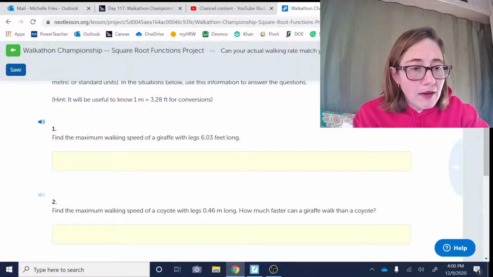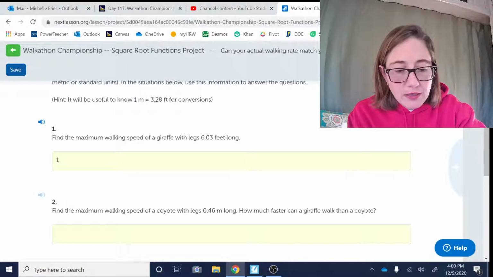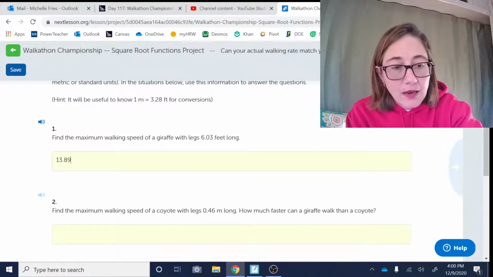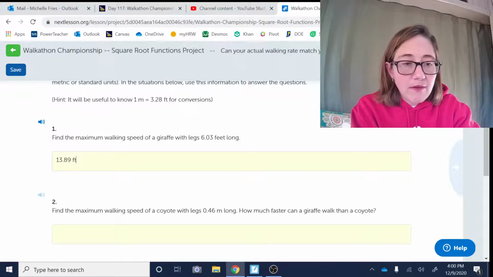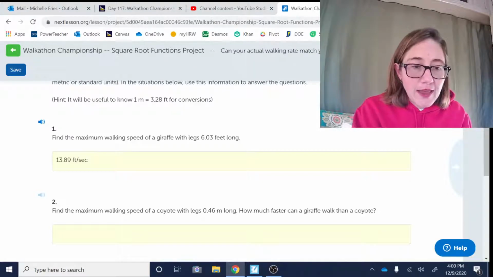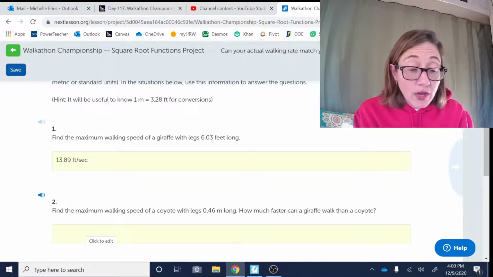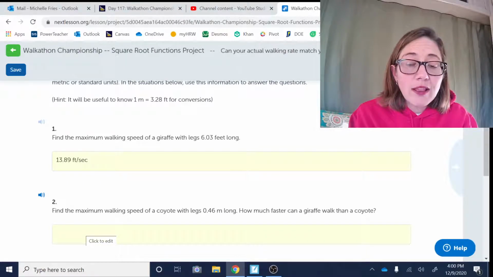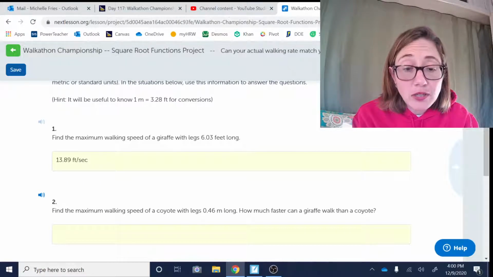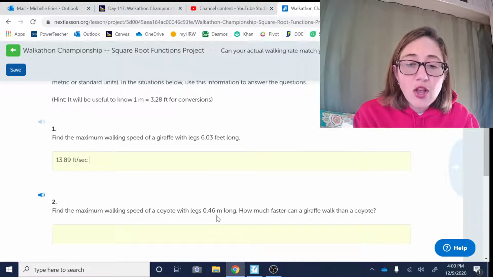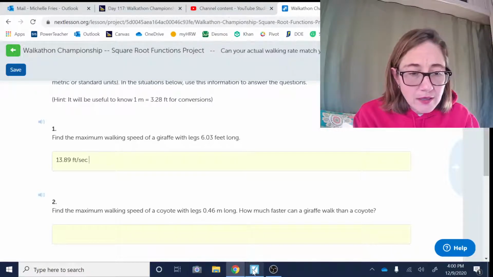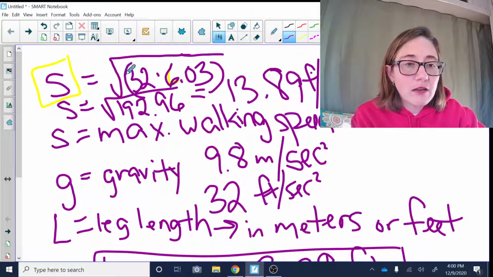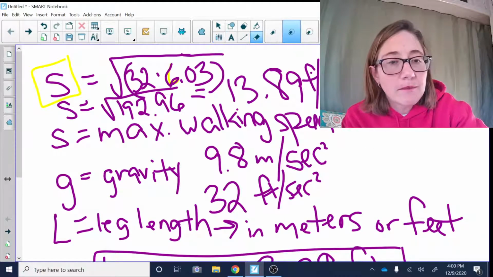So I'd come back over here, and that's what I would enter here. 13.89. Put the label, feet per second, okay? On number 2, it says find the maximum walking speed of a coyote with legs 0.46 meters long. The M stands for meters. So to do that, you would go back to your original equation.